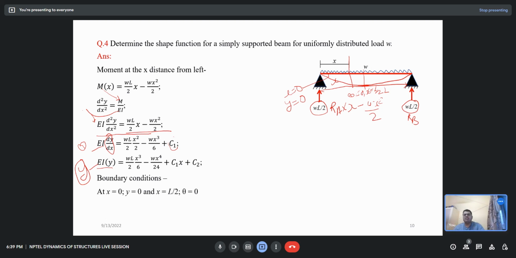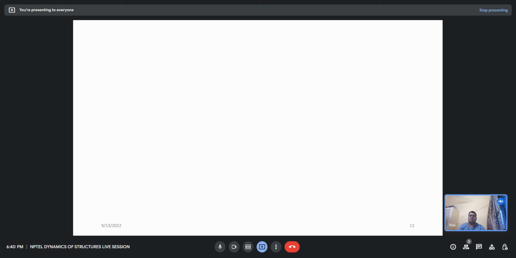Now apply these. First let us apply it at x is equal to L by 2, where theta is 0. So put this term in this equation. If I put x is equal to L by 2, dy by dx or theta becomes 0. So I will put the value of x, then I will get C1 is equal to minus WL cube by 24.